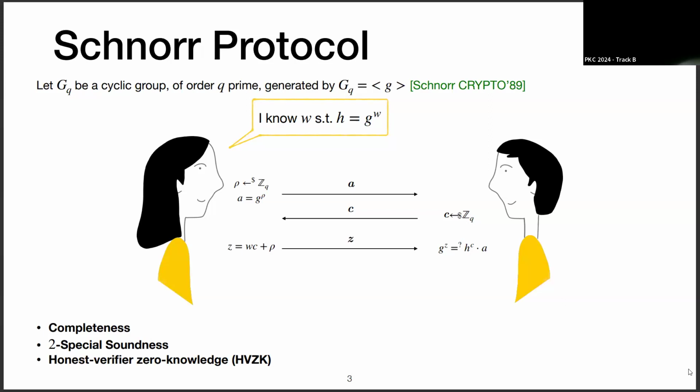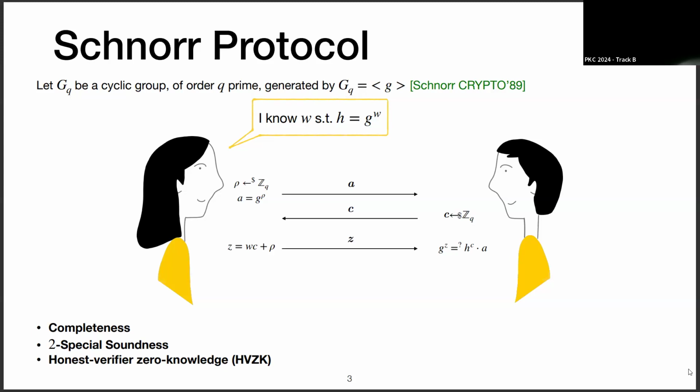A classic example of a Sigma protocol is the Schnorr protocol, in which a prover wants to convince a verifier that she knows the discrete log of some known value h. In the first message, she commits to some randomness, then the second message is some challenge, and the last message is a linear combination of the secret, the challenge and the randomness.